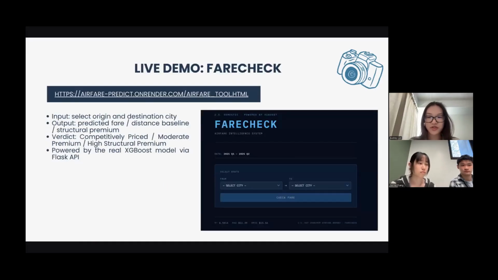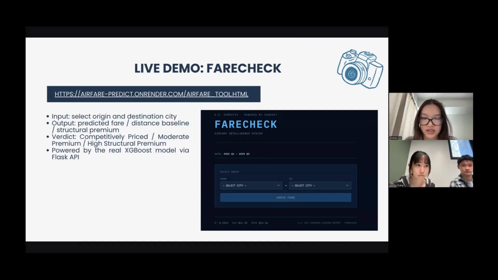Let me show you the tool we built. It's a web app called FareCheck. The idea is simple. Most travelers don't have an idea about why a ticket is so expensive. Is it because the route is so long, or because one airline dominates the market? FareCheck can answer that question.